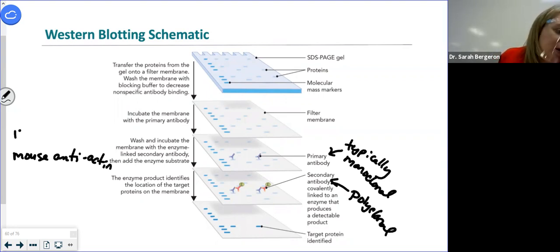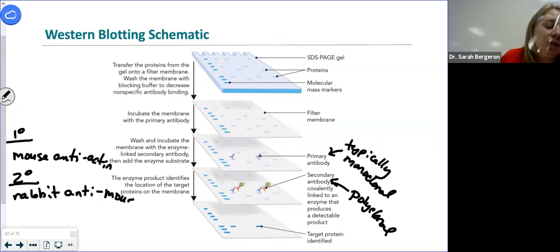So this is my primary mouse. My secondary is going to be a rabbit anti-mouse. Why do I want it to be an anti-mouse? So it binds to the mouse antigen. It doesn't matter what part of it, it doesn't make a difference. As long as it will bind to a mouse antibody, it'll work. So I could have made a donkey anti-mouse. I could have made a chicken anti-mouse, right? It all would have worked as a secondary.